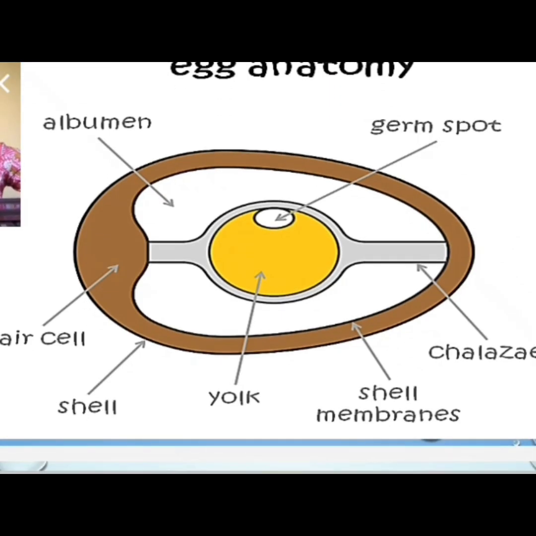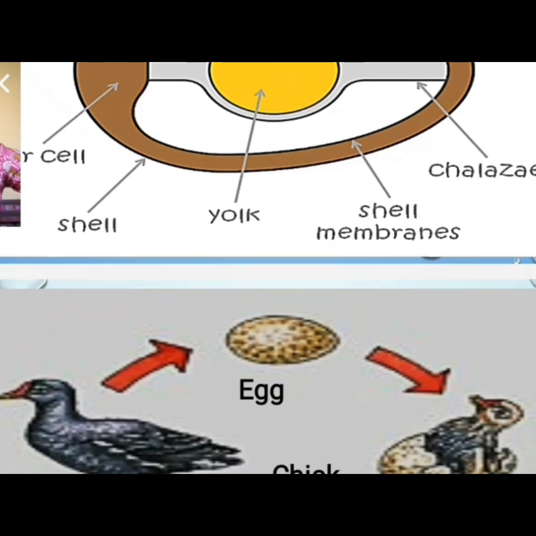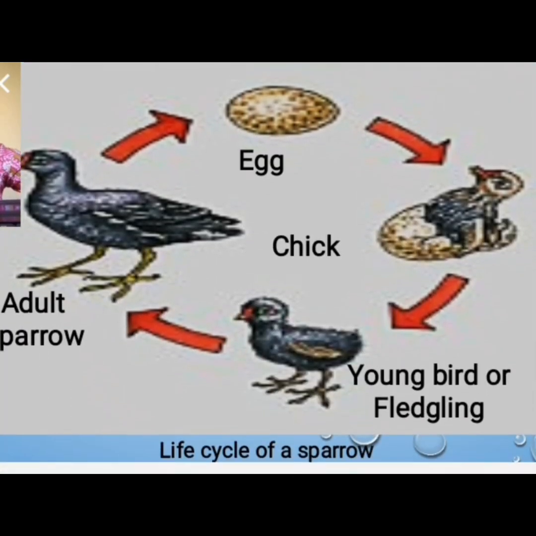Now what forms the chick is actually the yolk. This part that is labeled the yolk forms the chick. Then other parts are protective structures, like the shell. The air cell allows air to enter into it so that the embryo can form very well and become a chick. And after a while, this is the life cycle of a bird.